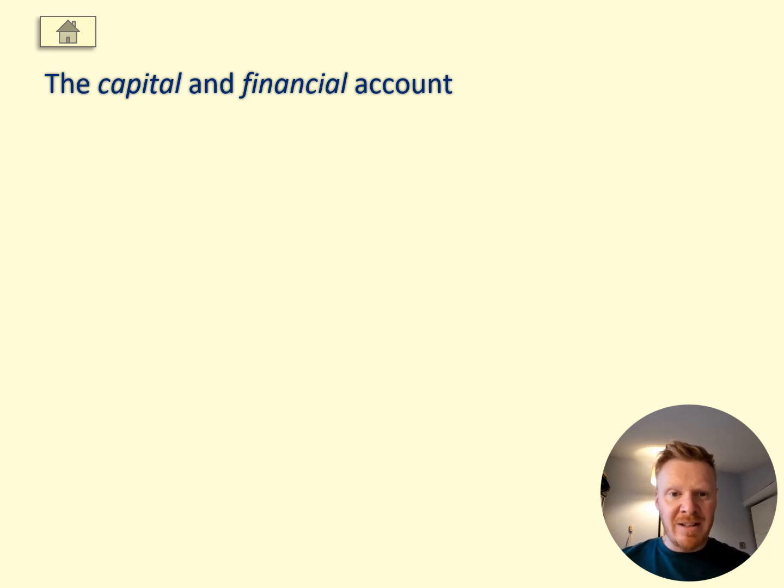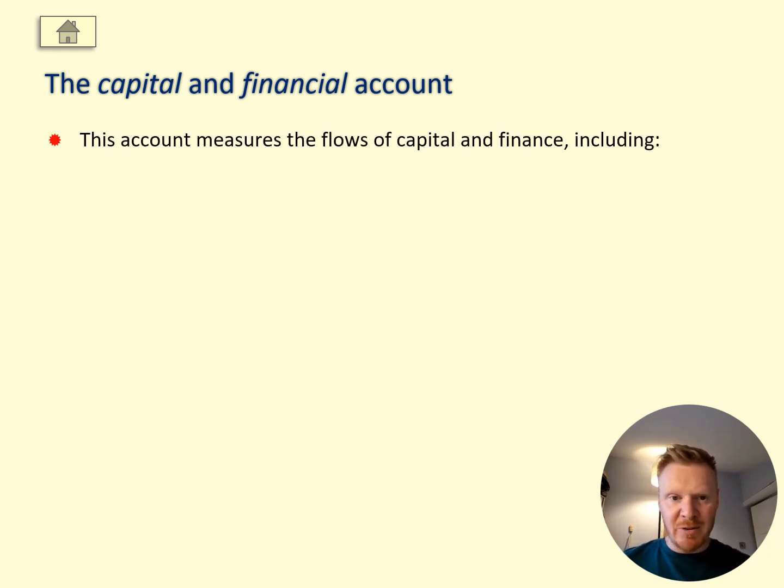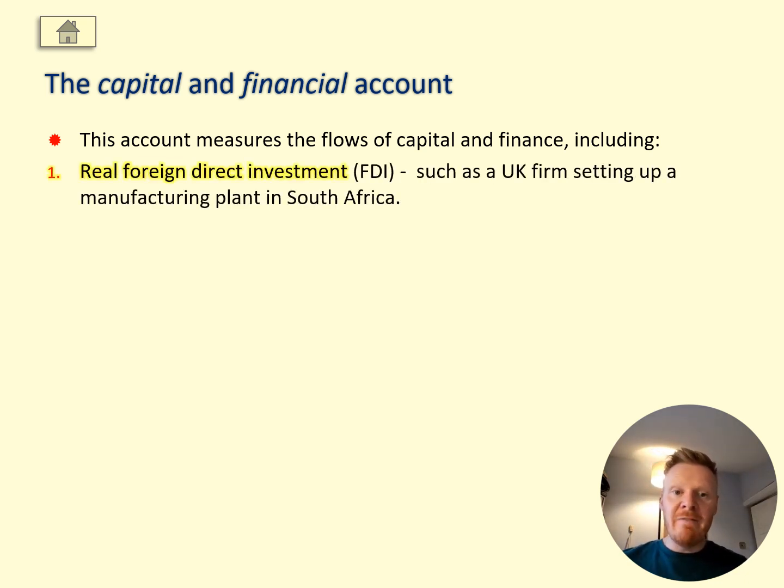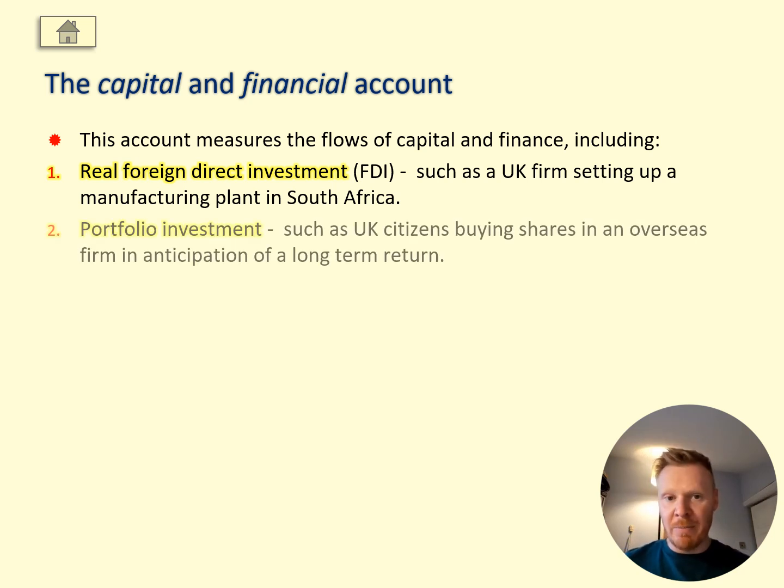So now let's have a look at the capital and financial account. This account measures the flows of capital and finance. Here we've got things like foreign direct investment, FDI, such as UK firms setting up manufacturing plants in South Africa, for example. Portfolio investments, such as UK citizens buying shares in an overseas firm in anticipation of some long-term return.